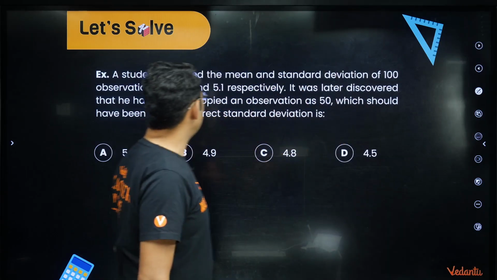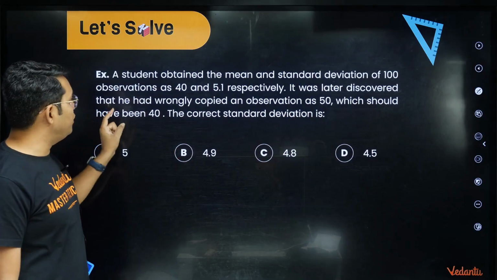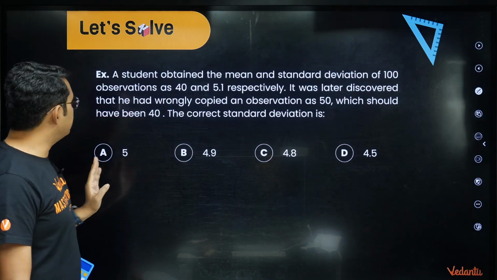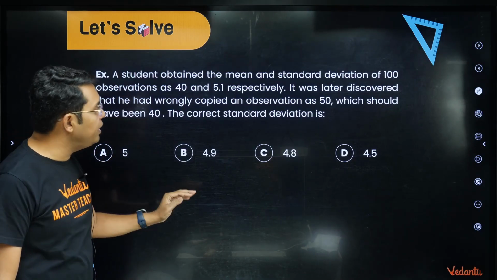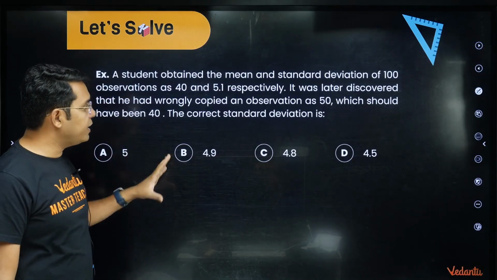Now coming to this question: a student obtained the mean and standard deviation of 100 observations as 40 and 5.1 respectively. It was later discovered that he had wrongly copied an observation as 50, which should have been 40. The correct standard deviation is?